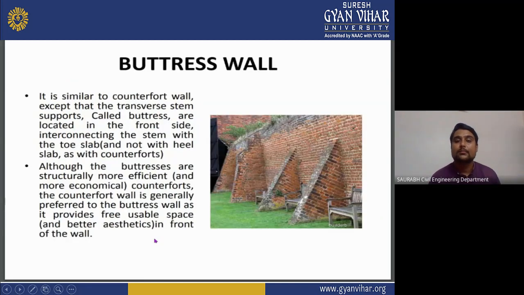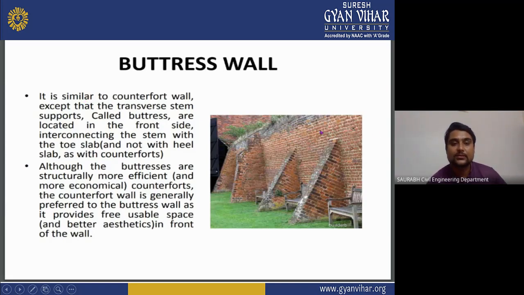Now we will see the buttress wall. This is also one kind of retaining wall. It is similar to a counterfort wall except that the transverse stems support. Buttresses are located on the front side, interconnecting the stem with the toe slab, which is not with the heel slab as in the counterfort. Although buttresses are structurally more efficient than counterforts, the counterfort wall is generally preferred to the buttress wall as it provides free, usable space in front of the wall.